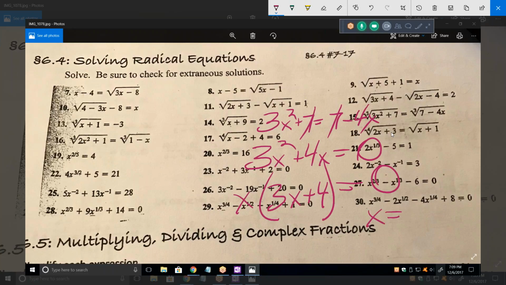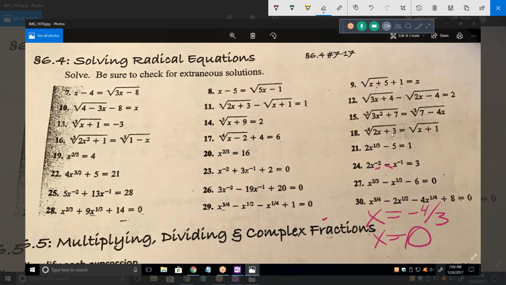What are my two solutions? x equals negative 4/3 and x equals 0. Let's try the easy one. 0 is the easy one to test. Does 0 work? Is the cube root of 7 equal to the cube root of 7? Yes. So 0 works. Now let's try negative 4/3.